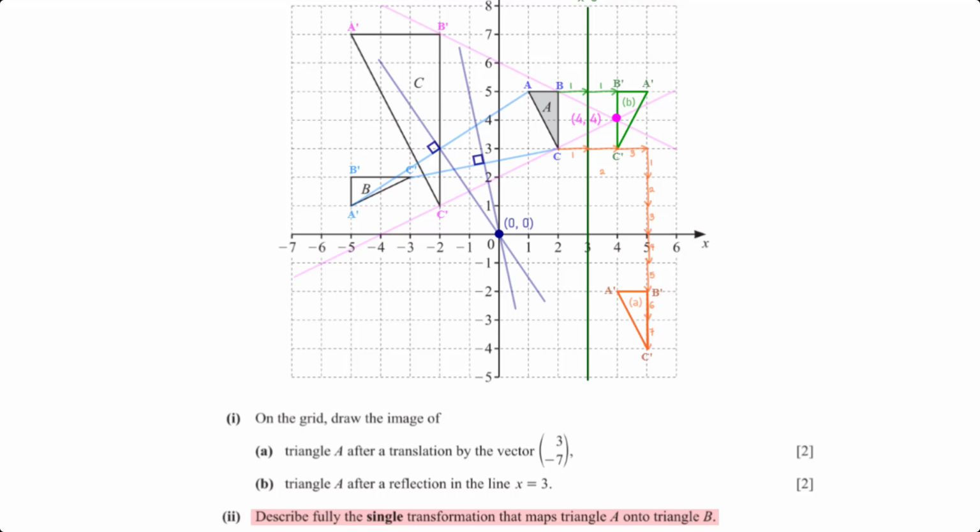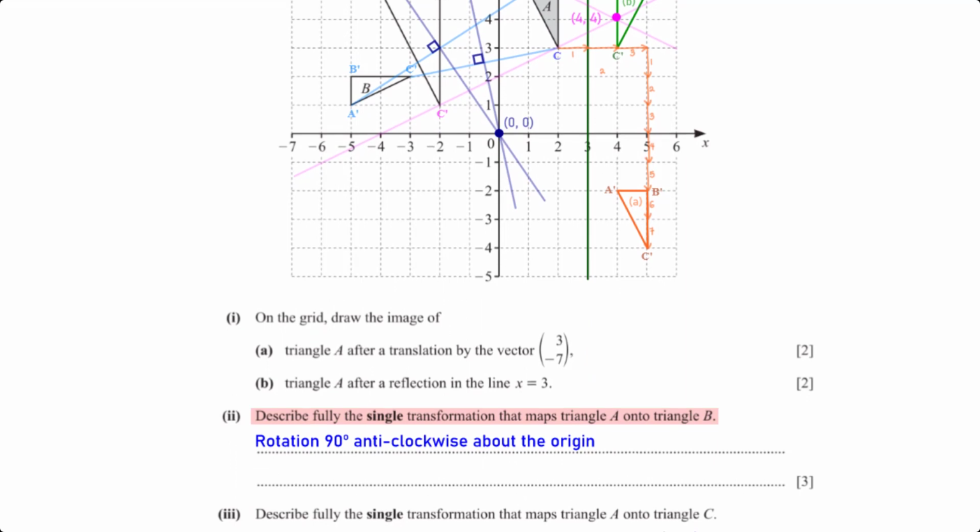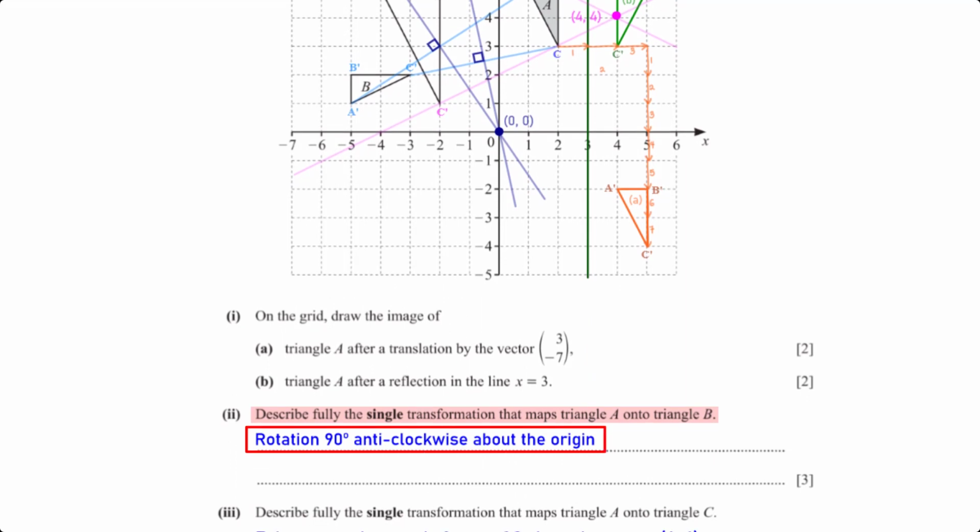For a 90-degree rotation, the way to determine the center of rotation is this. We draw a line to connect at least 2 corresponding points on both triangles A and B. Then we need to draw the perpendicular bisectors of these lines. The intersection point of the bisectors is the center of rotation. In this case, the point is the origin. And so the full description for the transformation would be rotation 90 degrees anti-clockwise about the origin.